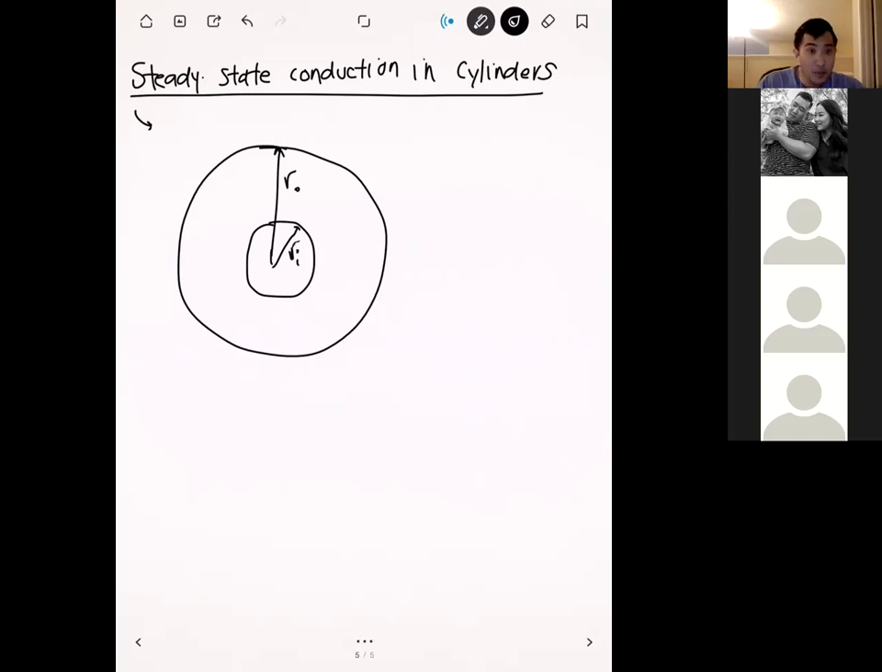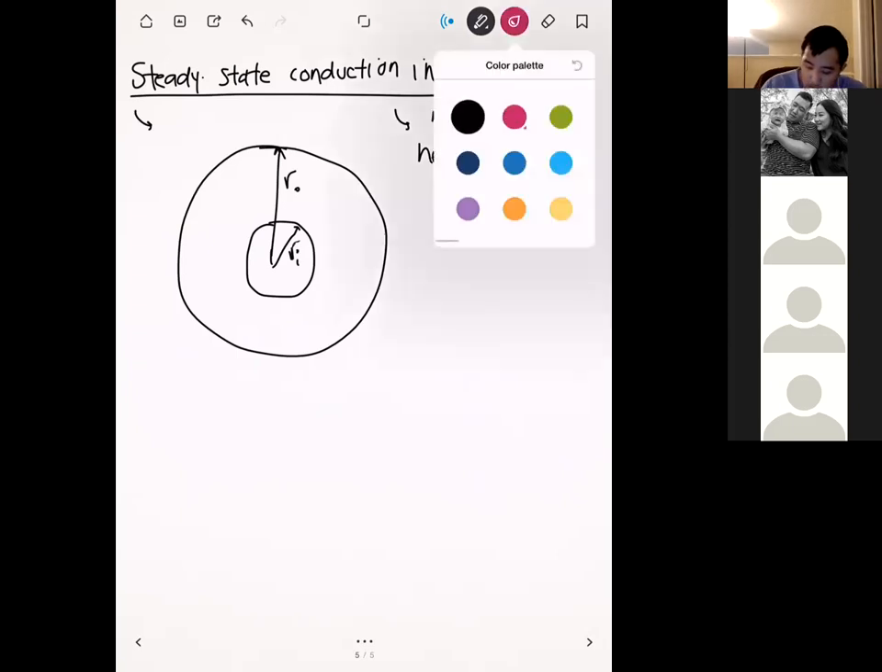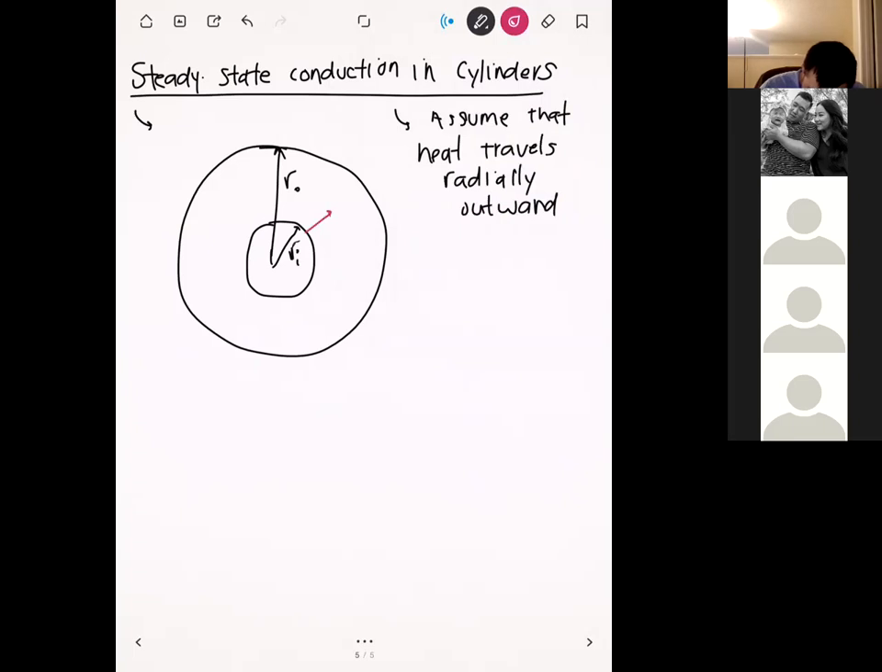All right, and so the big assumption that we're going to be making in these radial systems is that the heat only travels radially outward. Or inward too, I guess. And so visually, it looks like this. Let's say that we have heat that comes out like this. We're going to assume that it only goes in the R direction.